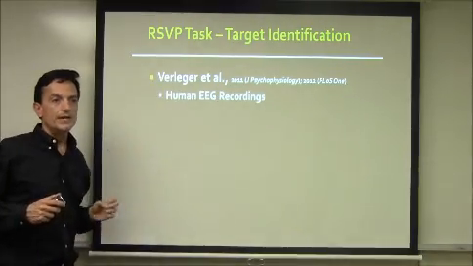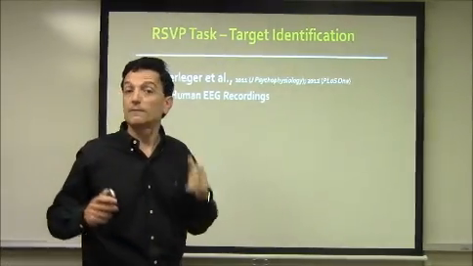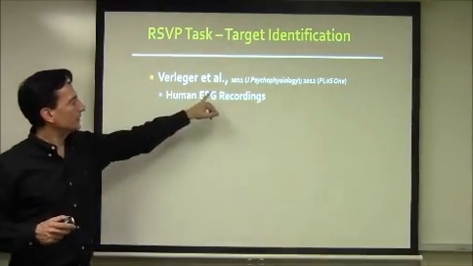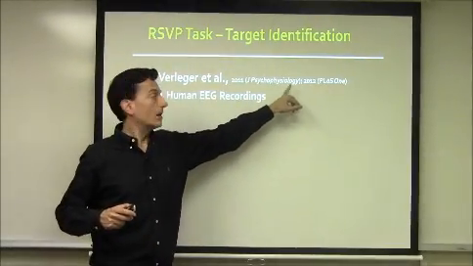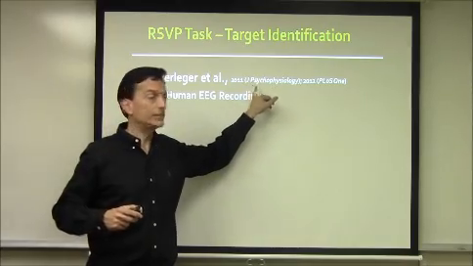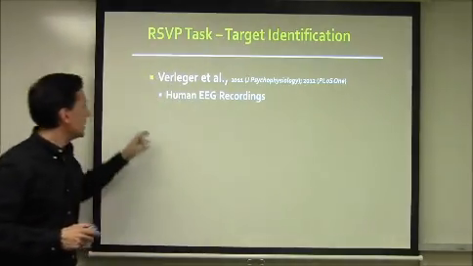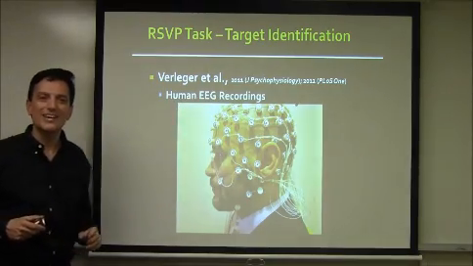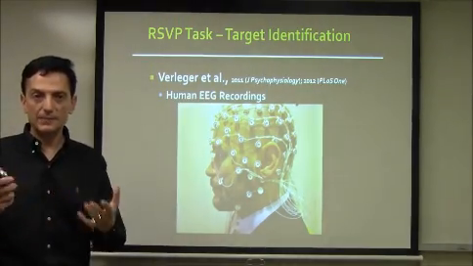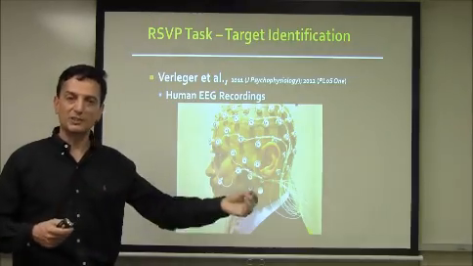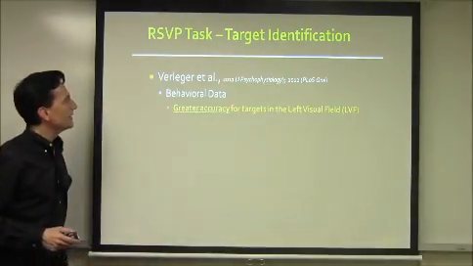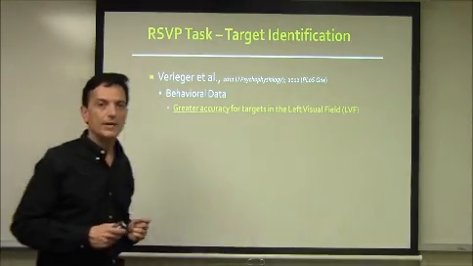Some of these were done by a research group led by Rolf Verleger in Germany. The Verleger group published articles in 2011 and 2012 in the Journal of Psychophysiology and the Public Library of Science, where they made some electroencephalographic recordings similar to what we had seen earlier. And the participants are now performing not a visual search task like the monkeys were doing a while ago, but an RSVP task. Okay? So what they found was something quite interesting.